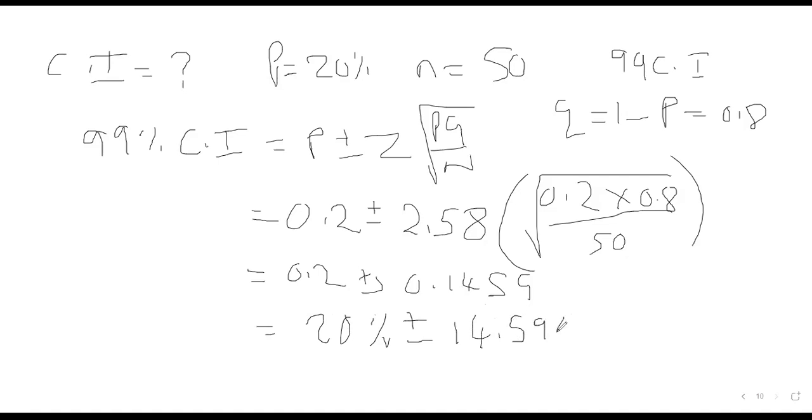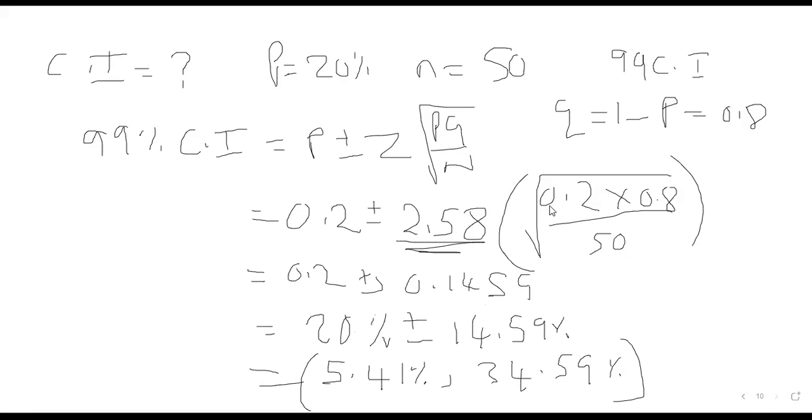14.59%. And you subtract. Here we're going to get 5.41%. And here we're going to have 34.59%. So the comment is, in terms of the confidence level, we are 99% confident that the true proportion will lie between 5.41 and 34.59%. So this is how confidence for proportions goes.